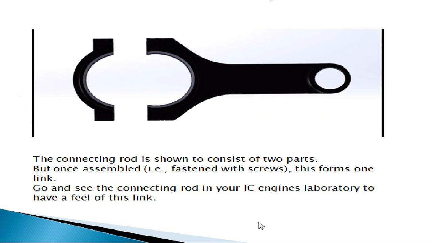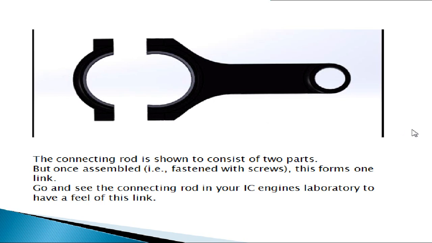We'll look at one other example, that of a connecting rod. You can see there is one part here, another part here. To assemble it, we'll bring them close. There are holes across this through which you can fasten them together. I would once again encourage you to go into your IC Engines lab and have a good look at the connecting rod. If you have a cross section of an IC engine, you can have a good look.